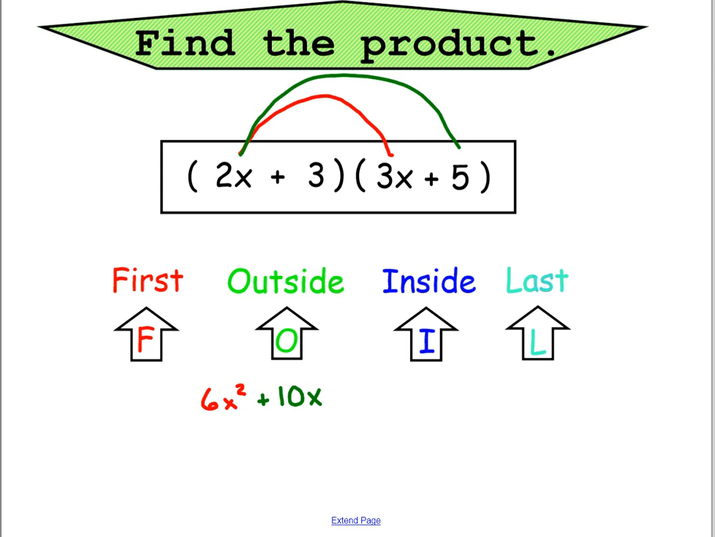After I do that, I have to multiply my inside terms, which is 3 times 3x, which is going to be 9x. And my final thing is my last term, so it's going to be 3 times 5, which is 15. If you notice, 10x and 9x are like terms, so I do have to combine those. So my final answer is going to be 6x squared plus 19x plus 15.